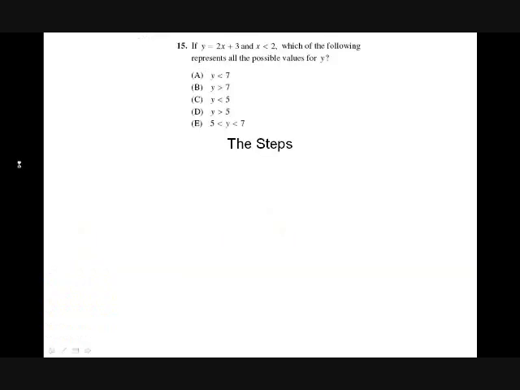Moving along, number 15. If y equals 2x plus 3 and x is less than 2, which of the following represents all the possible values for y? All right, so the first thing I'm going to do is find the max possible value for y. And the way I'm going to do that is I'm going to plug in 2 into the equation. So when I plug in 2 into the equation, I get y is less than 2 times 2, which is 4, plus 3, which is 7. So y has to be less than 7.